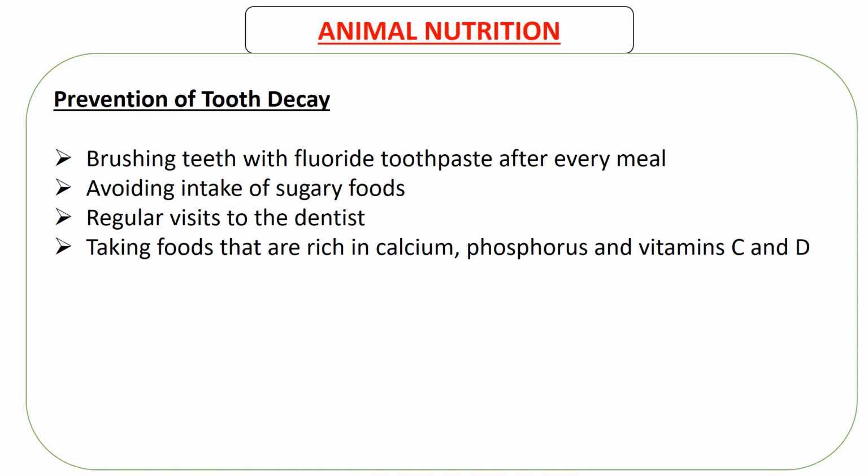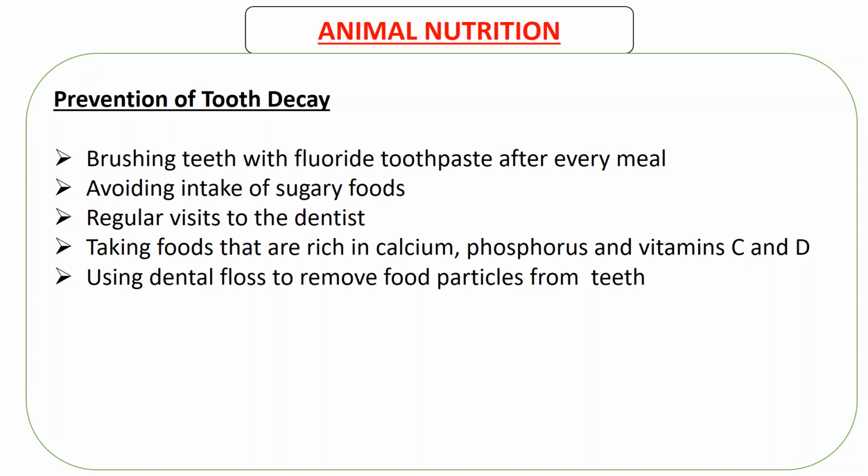Taking food that is rich in calcium, phosphorus, and vitamins C and D. Let me say that again. Calcium, phosphorus, and vitamin D are very good for strong bone formation, which means you're going to have a strong dentine and strong enamel. Also, vitamin C is good for connective tissues, which means your pulp cavity and your gum are going to be strong. Using dental floss to remove food particles from teeth. If there are some food particles that are stuck, you can remove them. Otherwise, if they remain there, they're going to be broken down by the bacteria to form the organic acids.